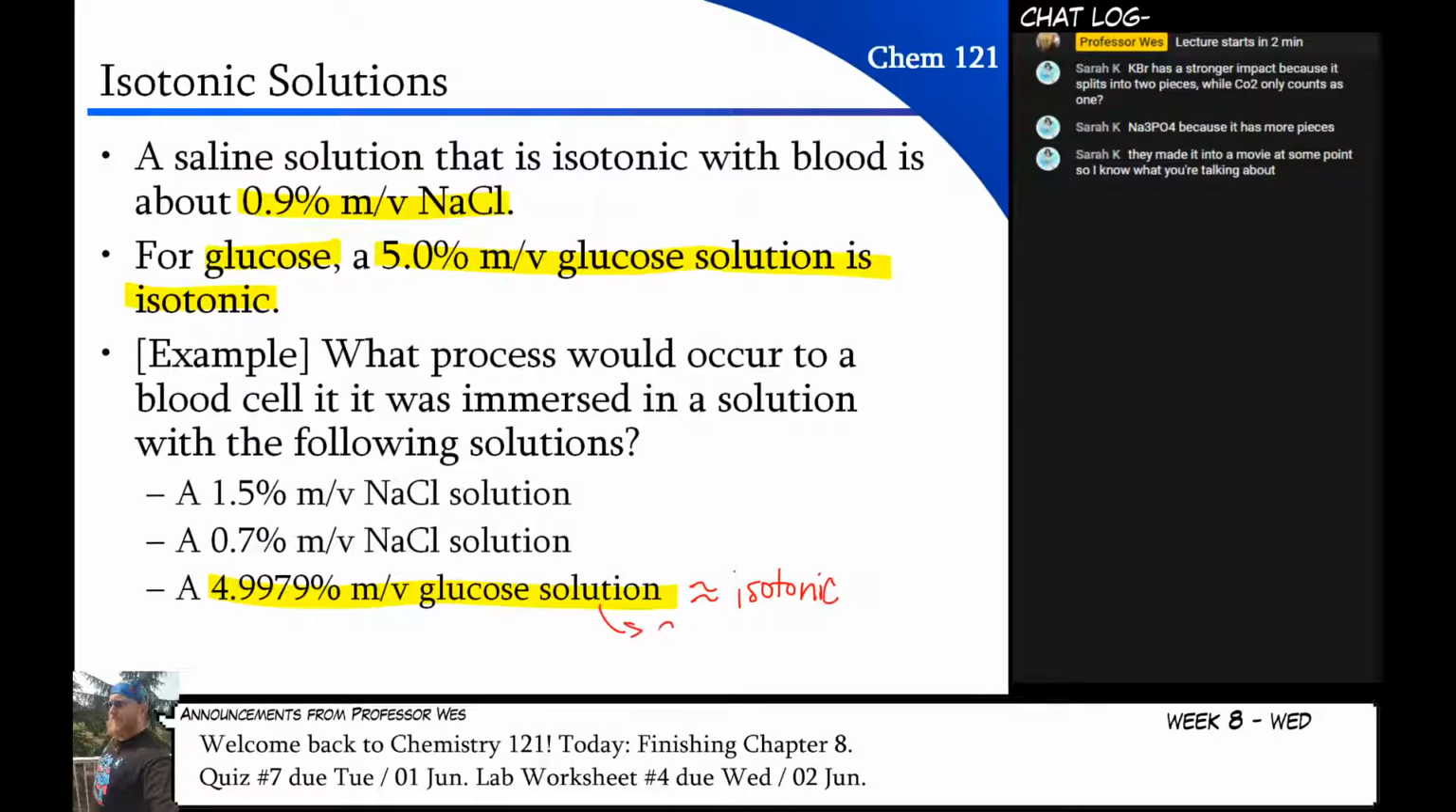And so this would be safe. However, these other solutions are not the correct proportion. So 1.5 here is too concentrated, so it's hypertonic. And a hypertonic solution will lead to crenation. Likewise, this solution, 0.7, is hypotonic and will lead to hemolysis.